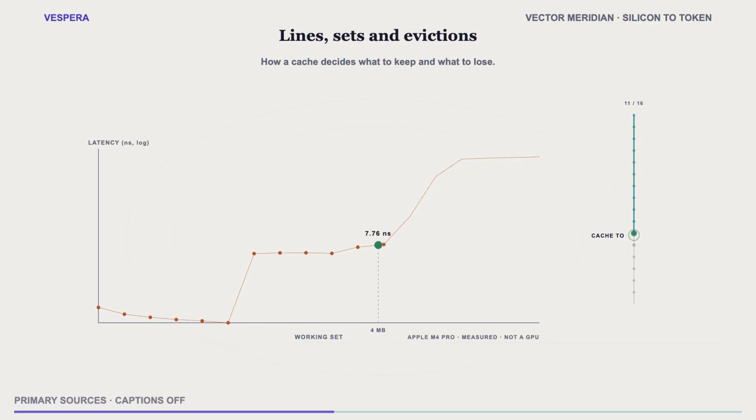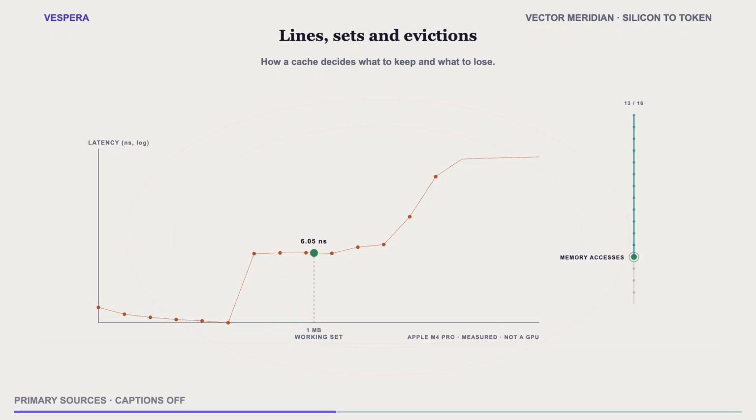Touch a working set much larger than that in a scattered pattern, and you start missing in the TLB, which means a page table walk, which means additional memory accesses, before your actual memory access can even begin. This is why large page support matters for big models. 2 megabyte pages let the same TLB cover 500 times more memory. It is a configuration flag with the performance impact of an algorithm change, and it is invisible in the source code.